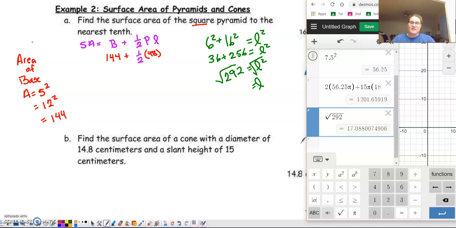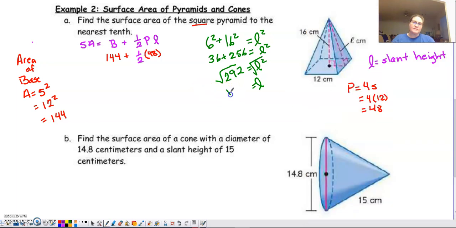And that is 17.09. That is going to be my slant height. So that is going to go in here for slant height. So that's 17.09. Now what I have to do is just put all of this in the calculator together to find my total surface area of this shape.